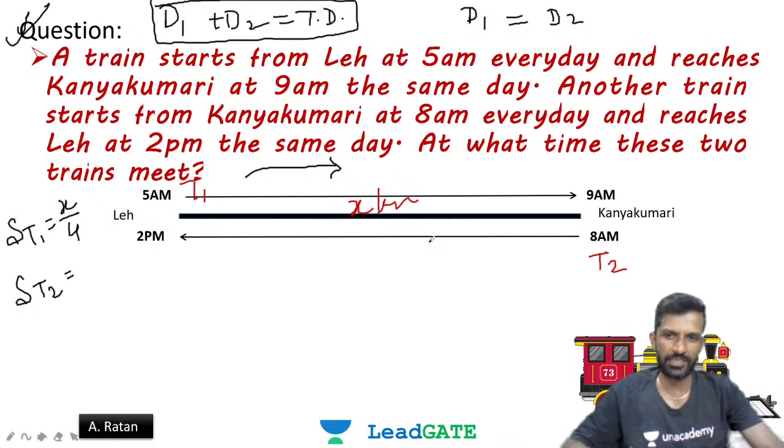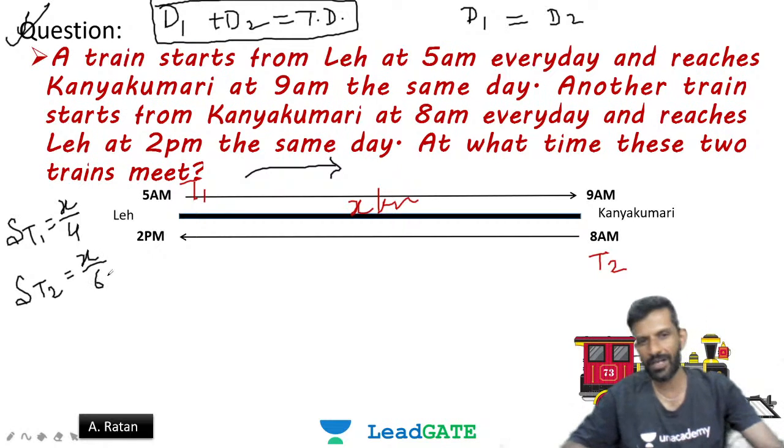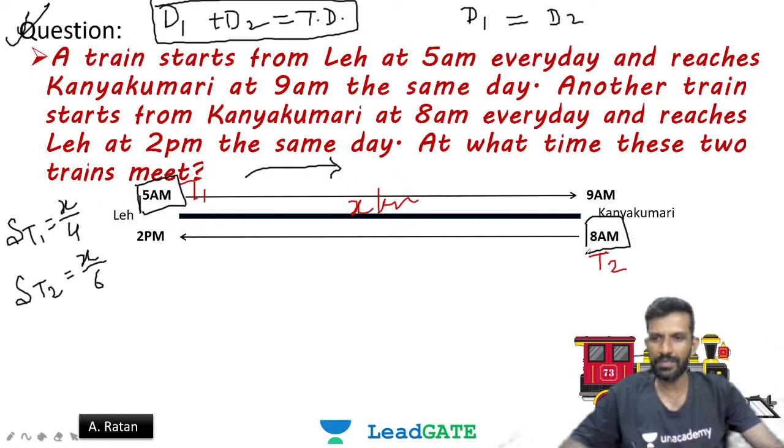Similarly, what about the speed of train 2? Train 2 is covering x kilometers from 8 am to 2 pm, which means in 6 hours. So the speed of train 2 is x by 6 kilometers per hour. Distance by time is the speed. Now you can consider either that after 5 am in some x hours they will meet, or after 8 am in some y hours they will meet. The x variable you cannot take because x we have already taken.